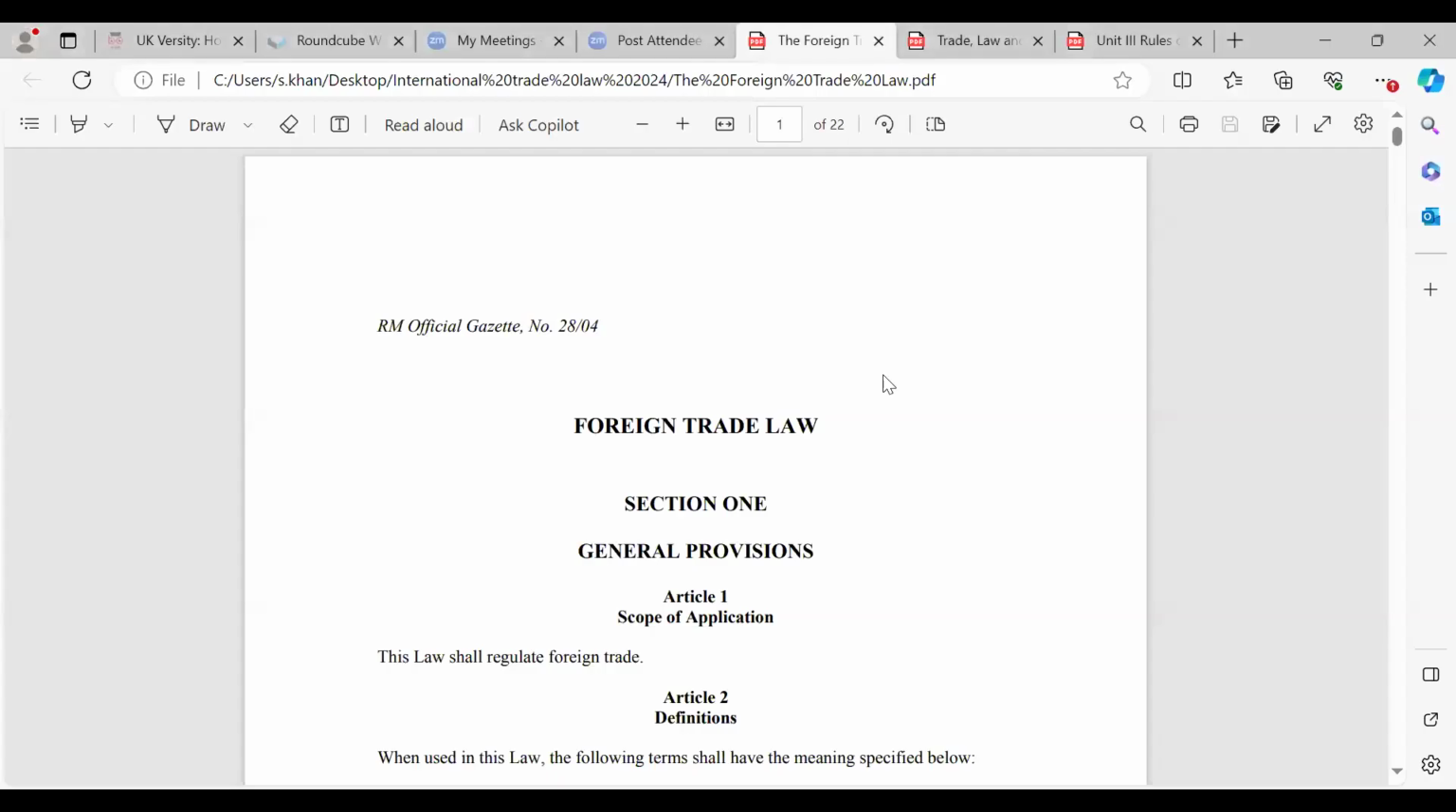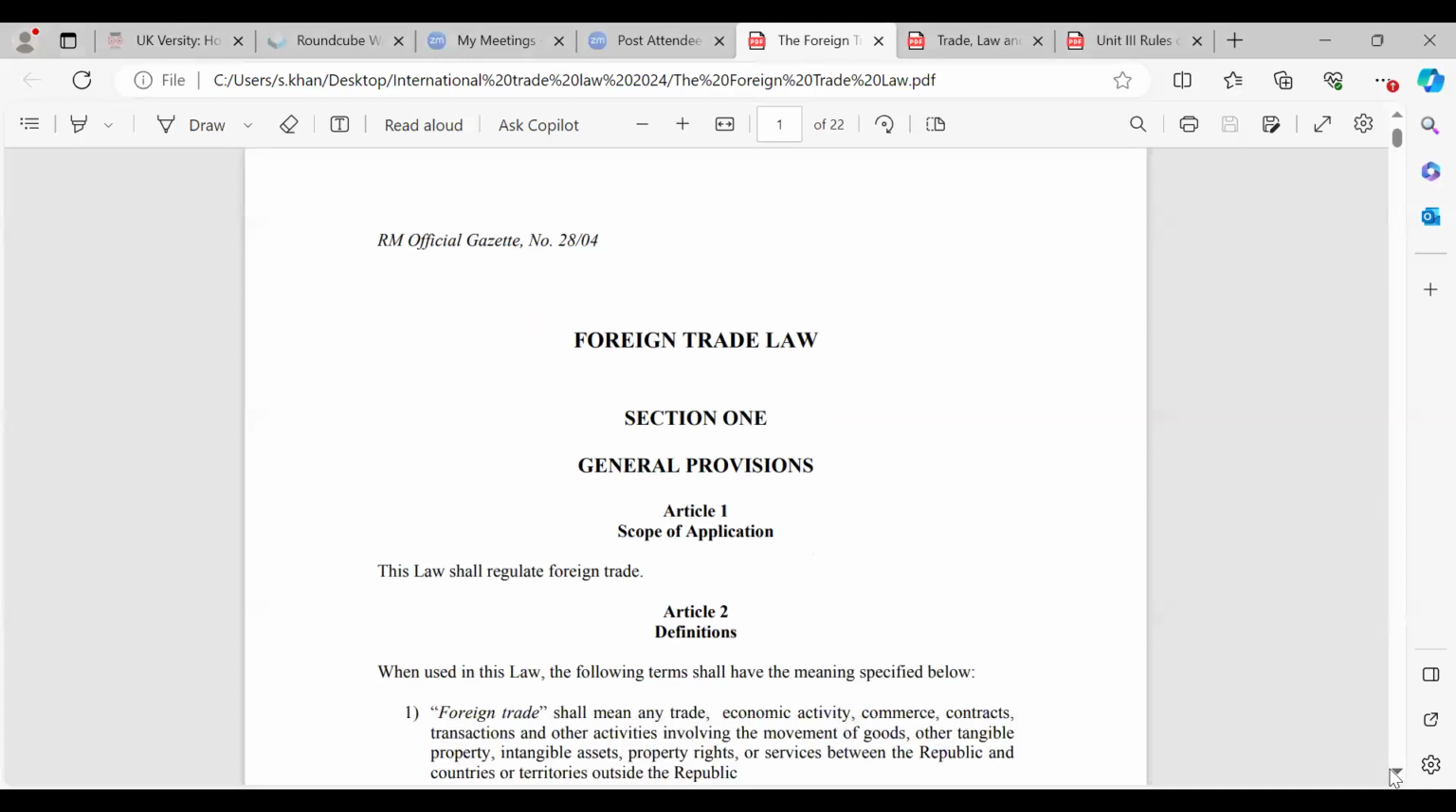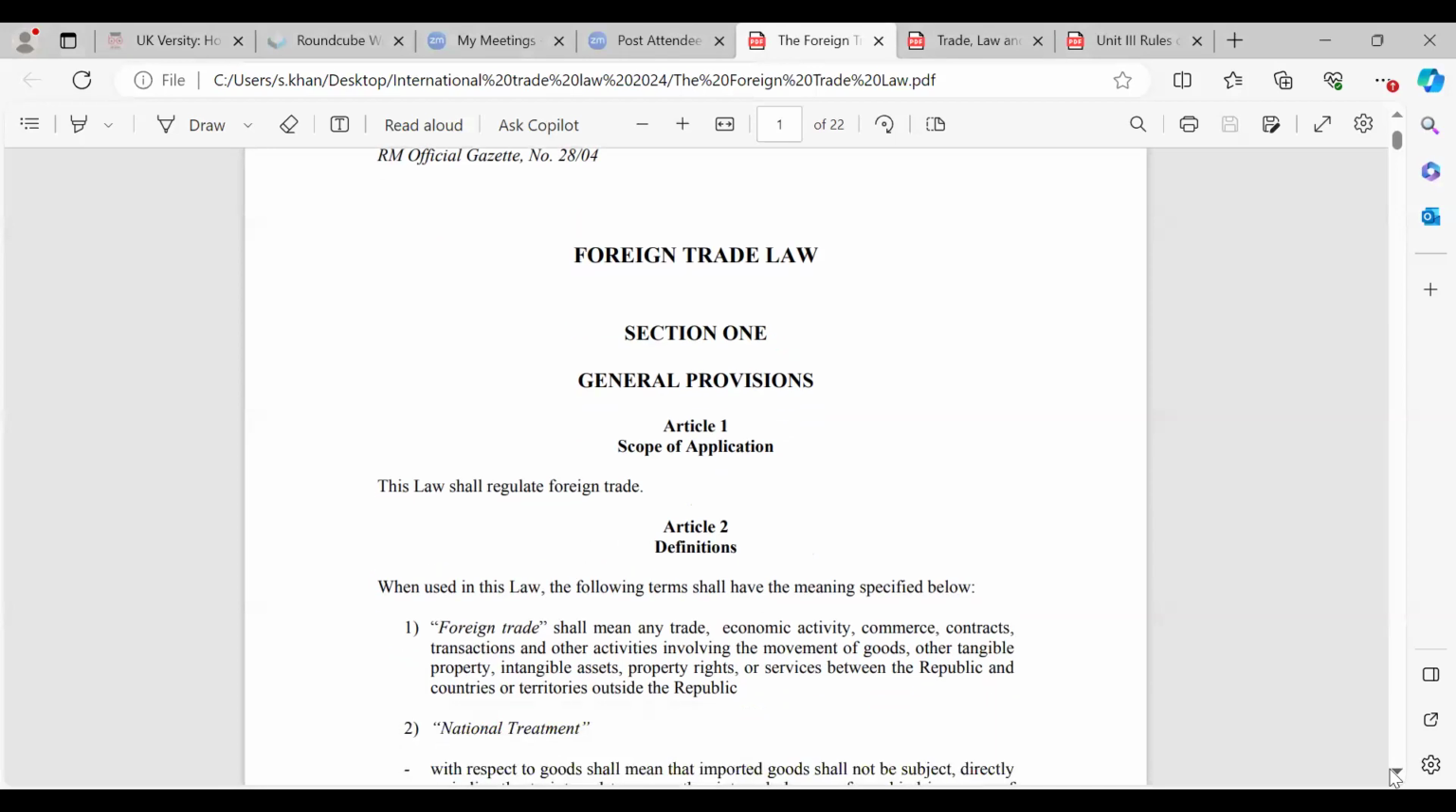Which is this one, and this is again an article on foreign trade law. It's quite interesting because it looks at the general provisions, but it's also quite a long article. It's from an official gazette, and it looks at the foreign trade law, but also at the different articles and the sections within that apply the law around it.